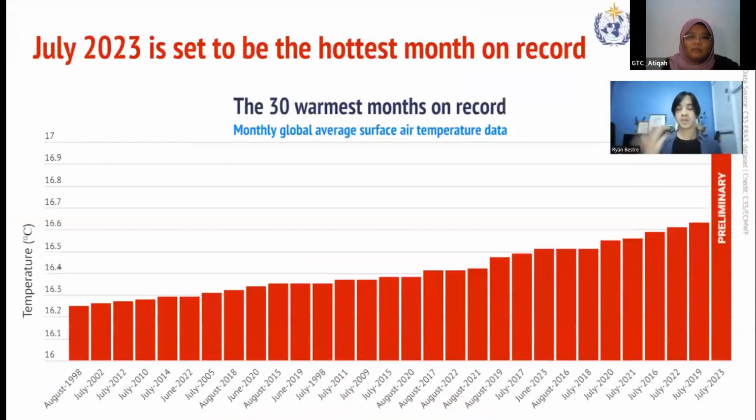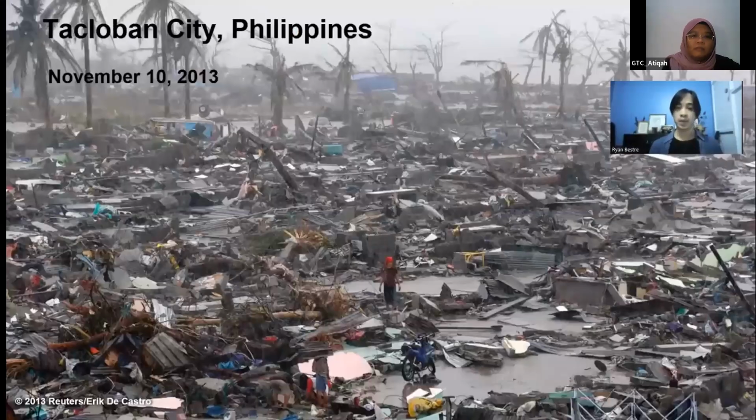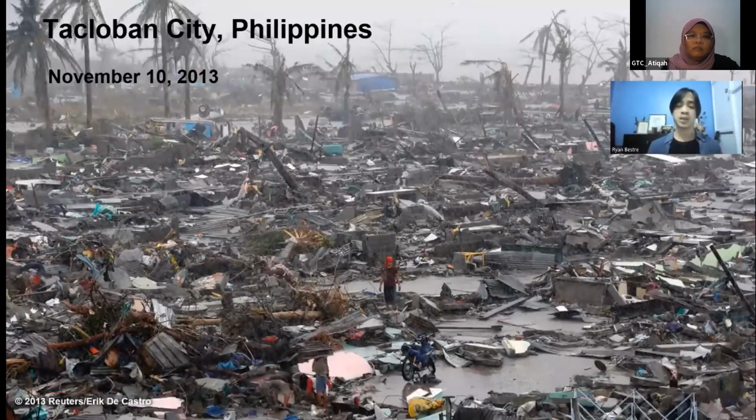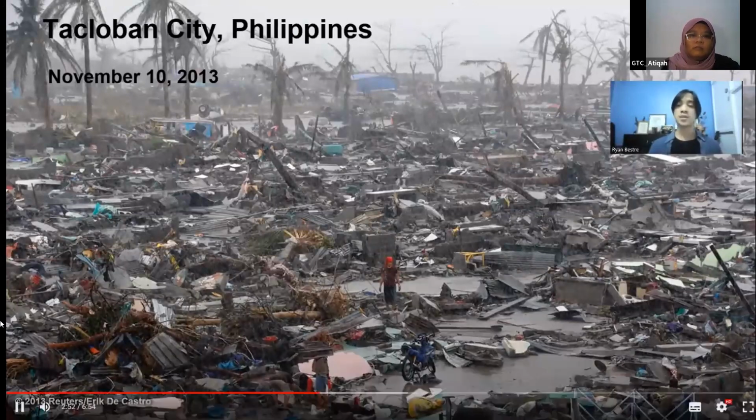Now, because of the increase of temperature, this is causing the melting of the ice caps, rising sea levels, and other climate impacts such as extreme weather conditions like typhoons and floods. This is a photo of Tacloban in the Philippines back in 2013, when it was hit by the strongest typhoon ever to make landfall, Typhoon Haiyan. So it led to lost lives, lost properties, lost livelihoods.